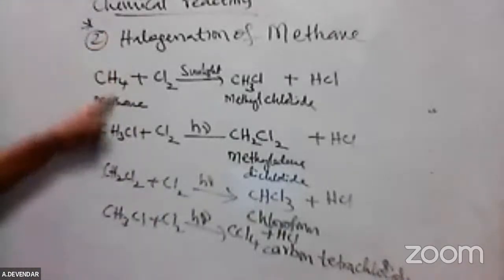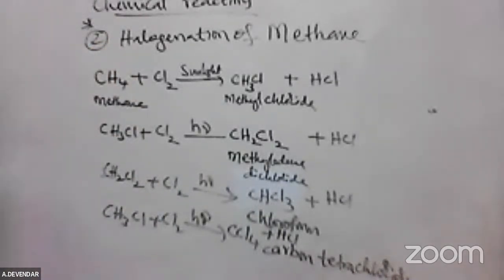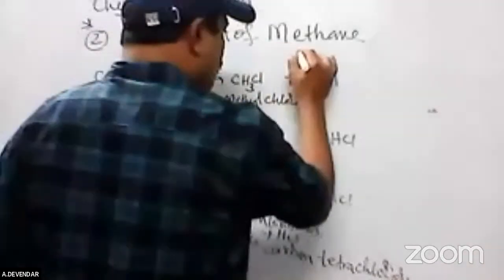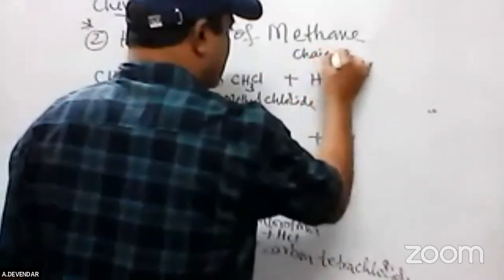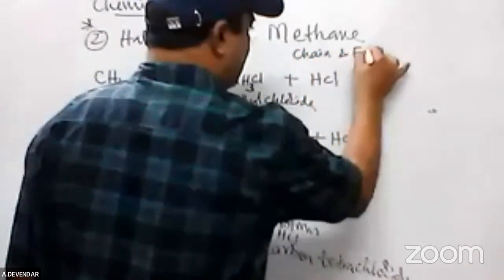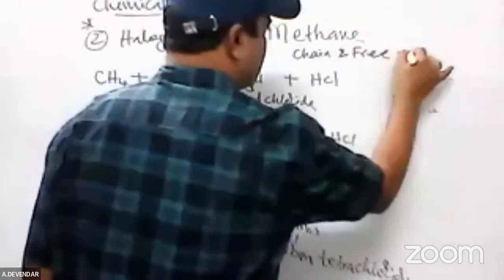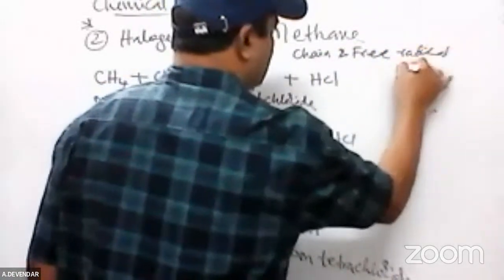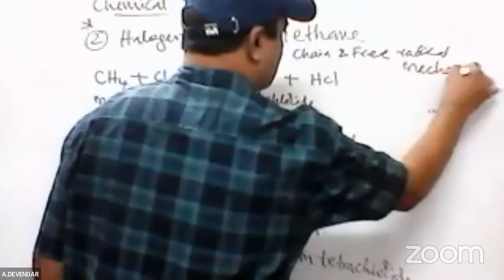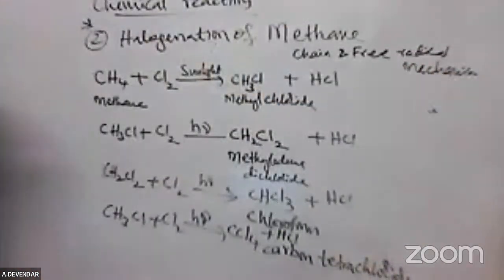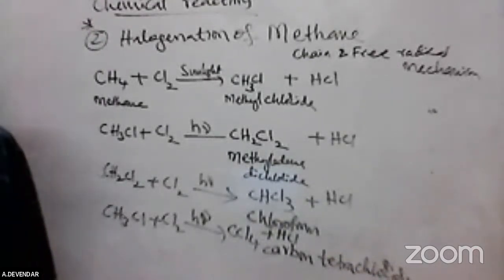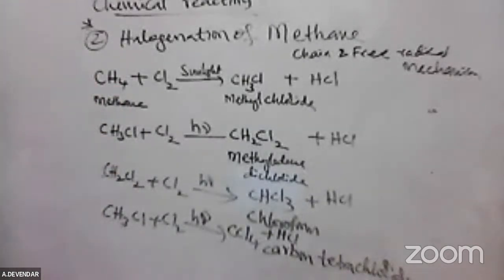So this is the mechanism involved: a chain and free radical mechanism. You have to write this as an important chemical property of saturated hydrocarbons, halogenation of methane. There will be a number of 4 steps. I will also write the mechanism. What mechanism is involved?